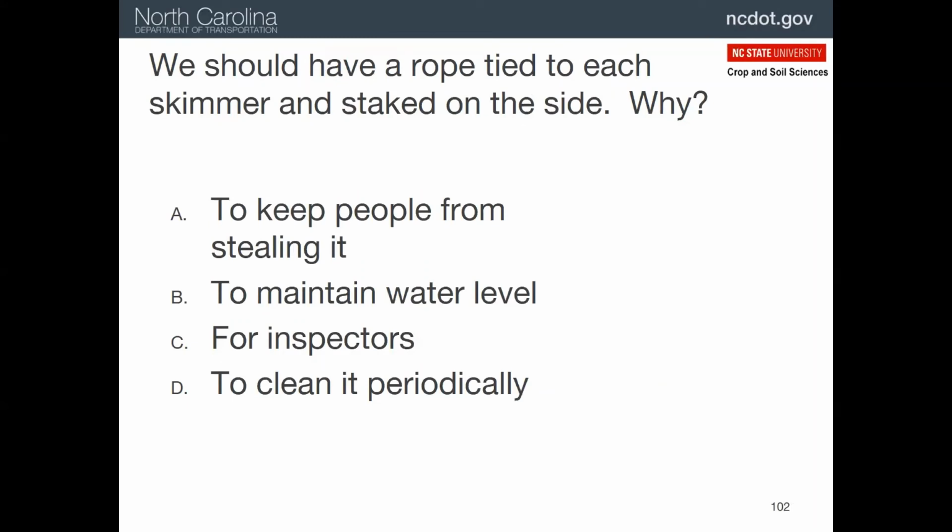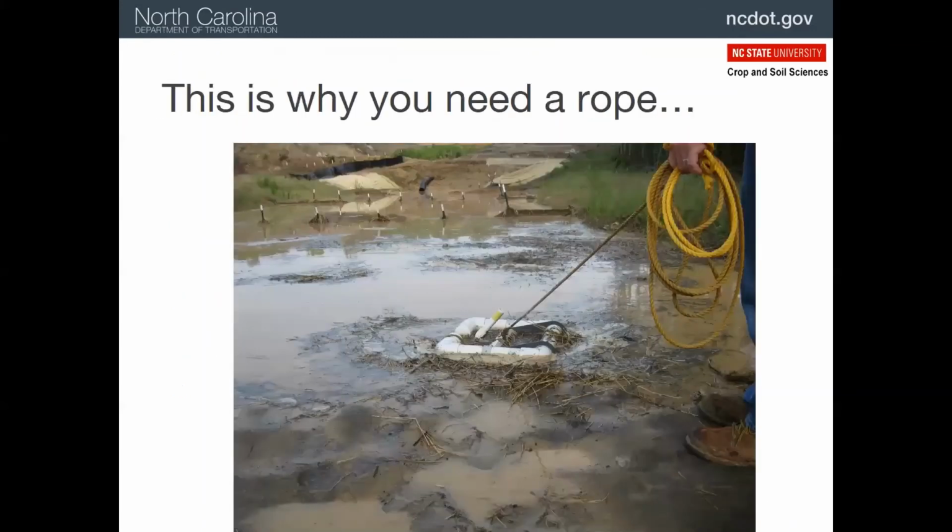So we have a rope tied to each skimmer. Why? We want to keep people from stealing it, maintain the water level so inspectors can check it, or to clean it periodically. All right, so we're wanting to be able to clean that skimmer.